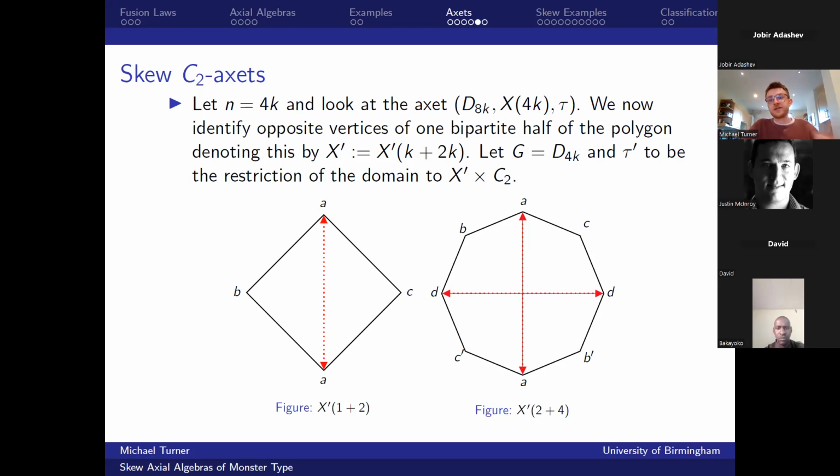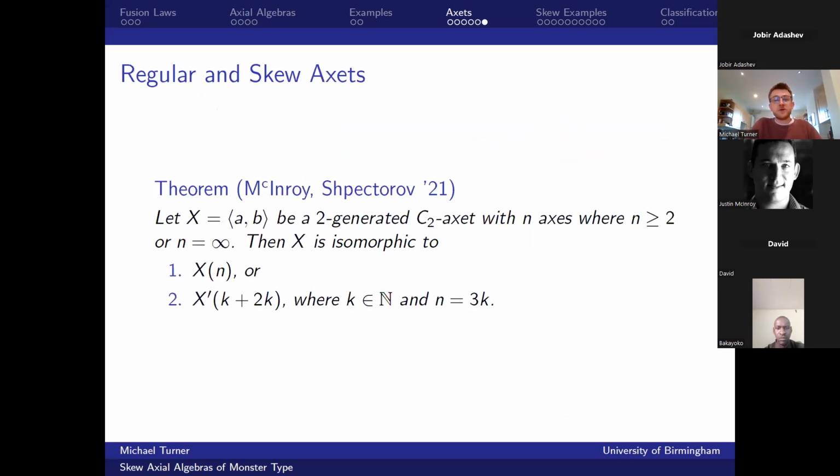And so if we have an axial algebra, we can find an axet through the generating set X, and I'm going to be focused on when this axet is going to be skew. So McInroy and Shpectorov in 2021 actually classified that these were the only 2 generated C2 axets possible. We either have X_N, so a regular axet, or we're going to have this skew case. So this is quite useful because this basically tells us if we want to classify, say, the 2 generated axial algebras of monster type, then their axet is going to be either regular or skew.